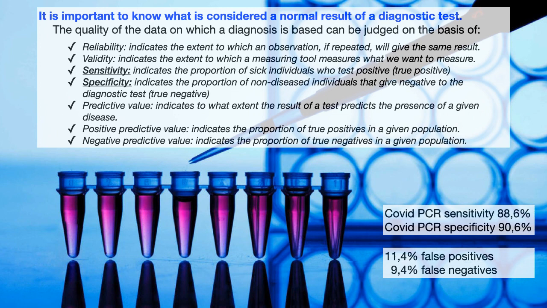And the same thing happens with specificity. Out of 100 negative PCRs, that means the test is saying, okay, you don't have the COVID, 9.4 negative patients are really infected. So as you see, few things are perfect. In fact, there is not a single test of any kind that has a 100% sensitivity and specificity.